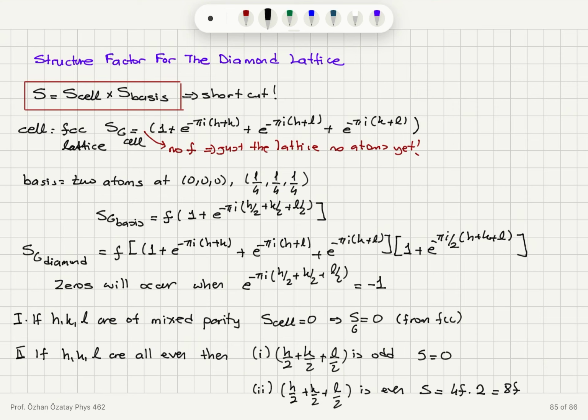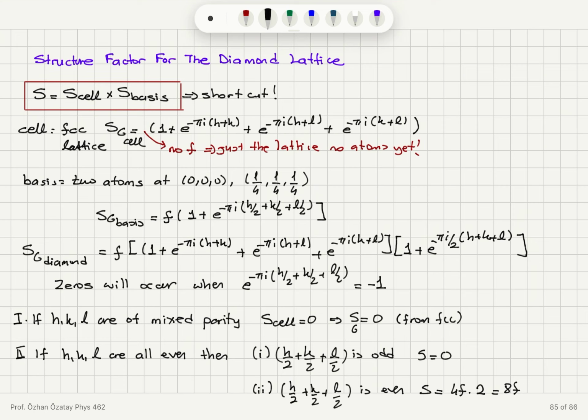There is no f here because I haven't put any atoms here yet, so this is just the lattice. Now I have the basis, two atoms at positions 0, 0, 0 and 1/4, 1/4, 1/4. So that's one way to think about the diamond structure. And the structure factor for the basis will be then f times 1 plus, where 1 is from the corner. The second atom in the basis will give me e to the minus 2 pi i times h over 4 plus k over 4 plus l over 4, but the 2s will cancel, so I will obtain h over 2 plus k over 2 plus l over 2.